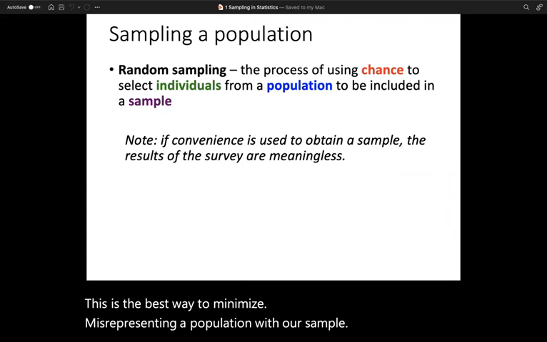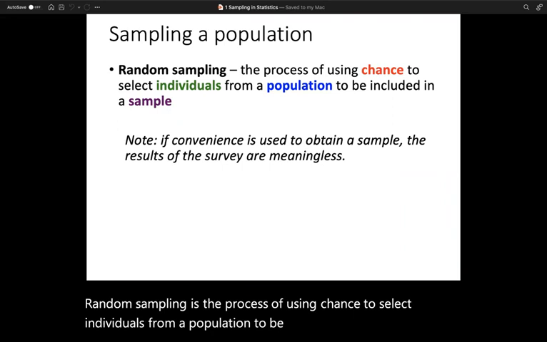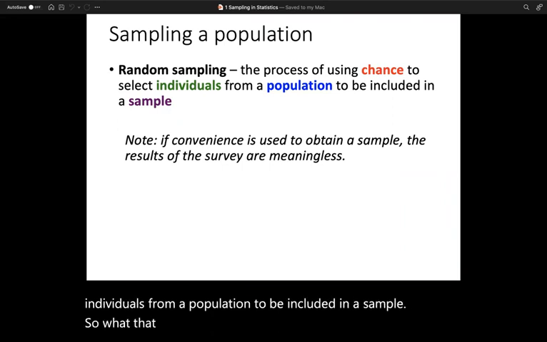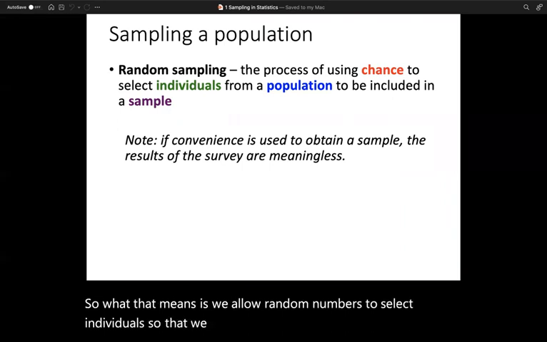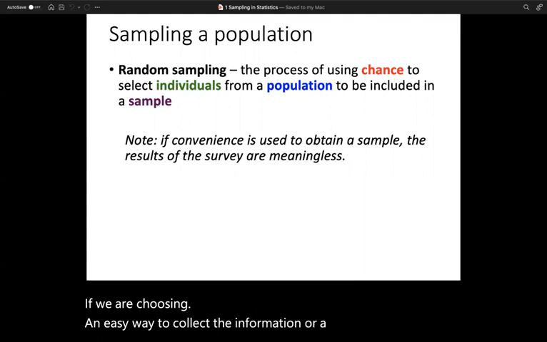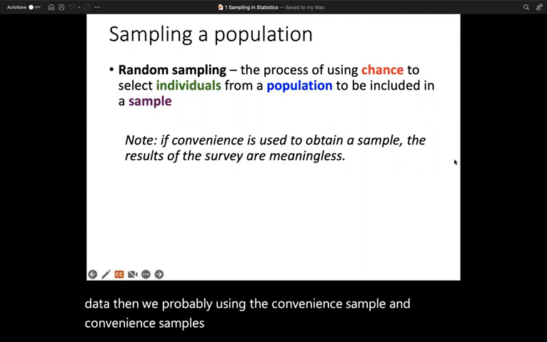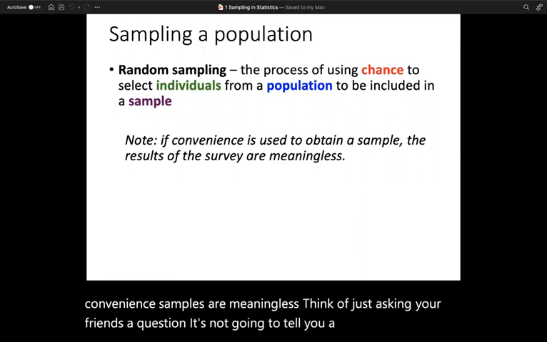Now, random sampling is the process of using chance to select individuals from a population to be included in a sample. So what that means is we allow random numbers to select individuals so that we aren't picking them. That's the most important thing. If we are choosing an easy way to collect the information or a simple way to get at data, then we're probably using a convenience sample, and convenience samples are meaningless. Think of just asking your friends a question. It's not going to tell you a lot about people in general.